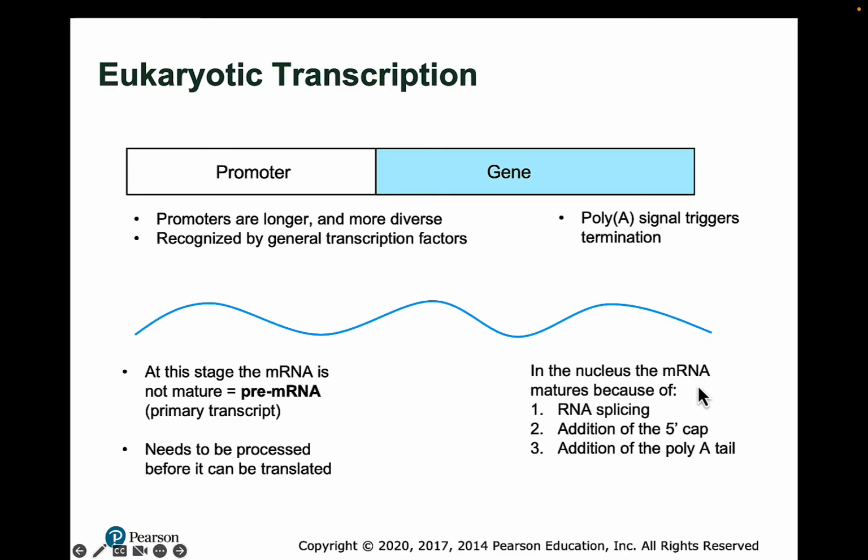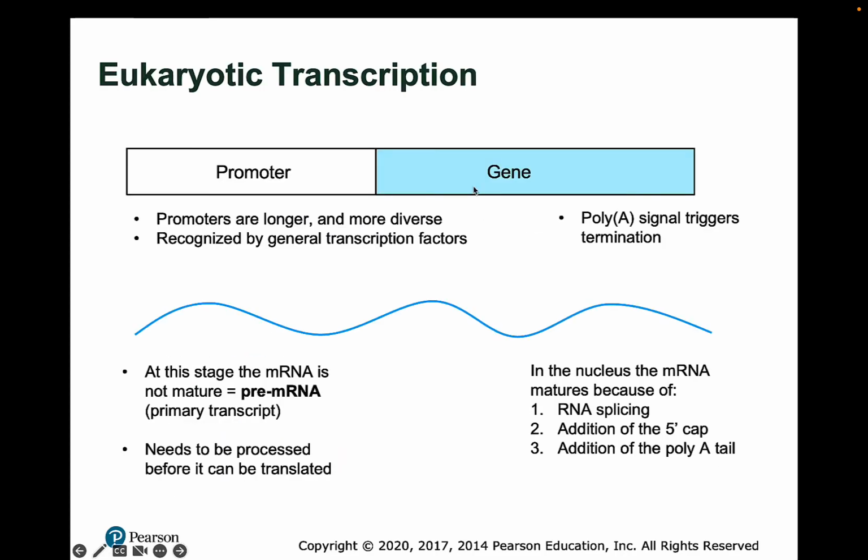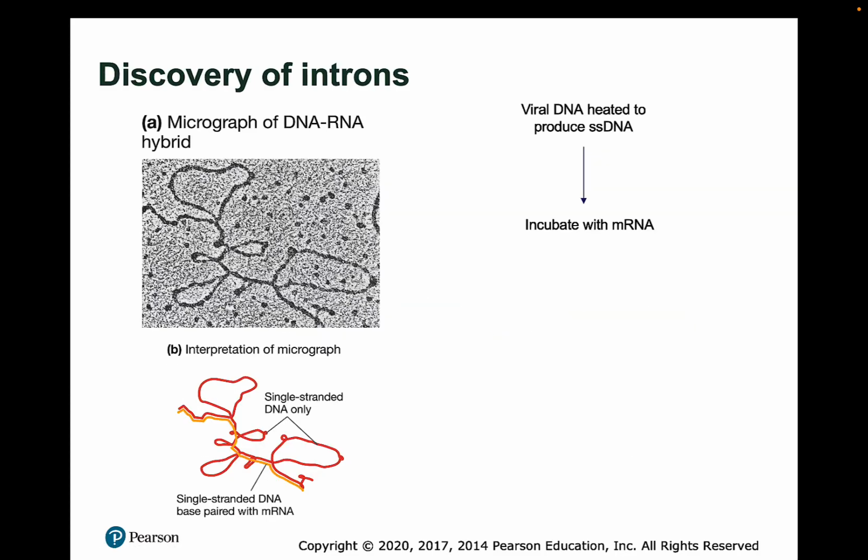So in the nucleus, the mRNA becomes mature because of mRNA splicing, the addition of a 5' cap, and the addition of a poly-A tail. And I'm going to describe the mechanisms by which mRNA is modified in these ways to become mature. So first, let's talk about this RNA splicing. To do this, I want to introduce the concept of introns.